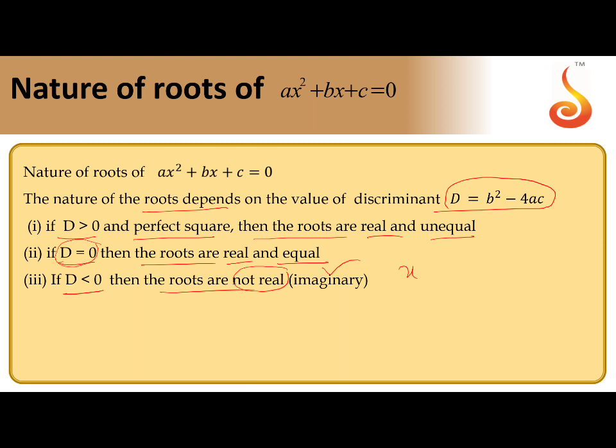And one more thing. In the formula x = (−b ± √(b² − 4ac)) / 2a, b² − 4ac is nothing but D. So if D is 0, then x equals what? Minus b by 2a. A quadratic equation has a maximum of two roots. But the roots are equal, which means the other root is also −b/2a. That means the two roots are equal: −b/2a and −b/2a. Clear? So depending on the value of D, we can discuss the roots of a quadratic equation.